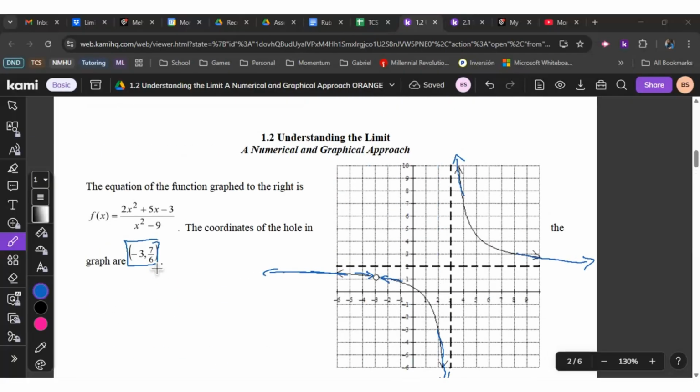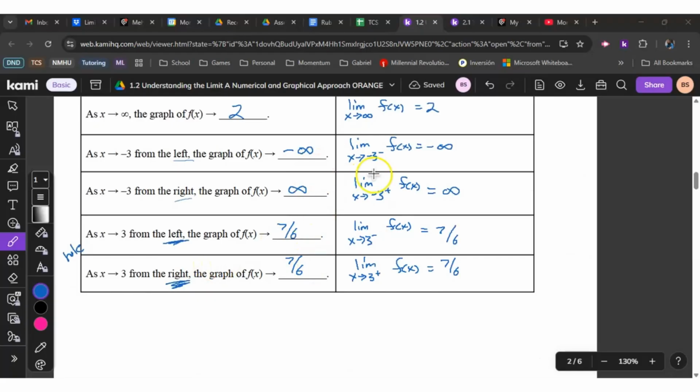The coordinates say negative. Ah, we did these ones all backwards, didn't we? I see what you mean. So here's what we did, I think. This one was supposed to be 7, 6. So here's what we're going to do: we're just going to change these to positives and change these to negatives. Do you see what we did? We literally just did them backwards.